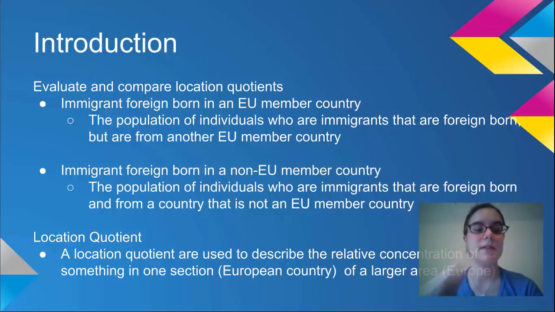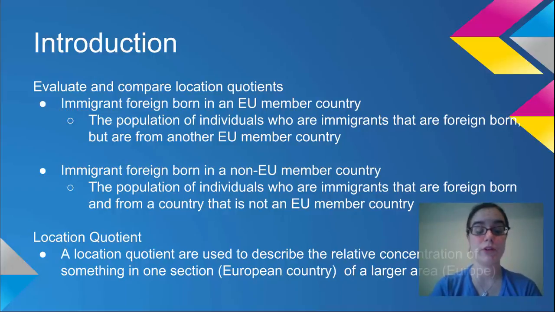I chose the immigrant foreign-born in an EU member country versus the immigrant foreign-born in a non-EU member country. Those born in an EU member country are the population of individuals who are immigrants that are foreign-born but are from another EU member country. Typically, it's going to be somebody who's from Europe, although not all European countries are part of the European Union. And if they're foreign-born in a non-EU member country, it's the population of individuals who are immigrants that are foreign-born from a country that is not a part of the EU.